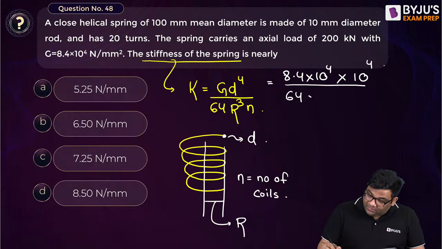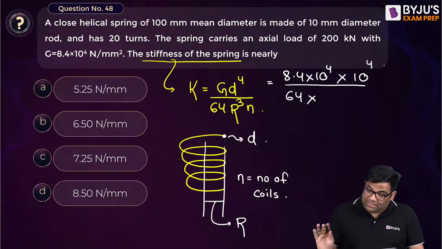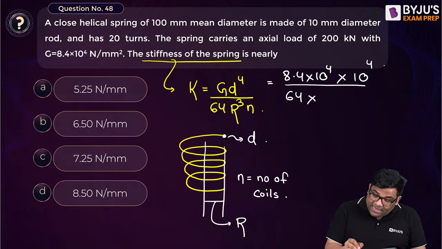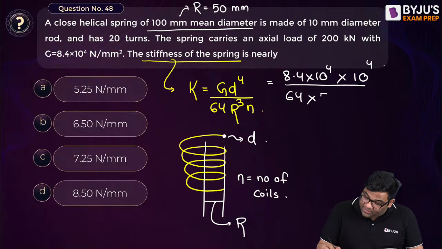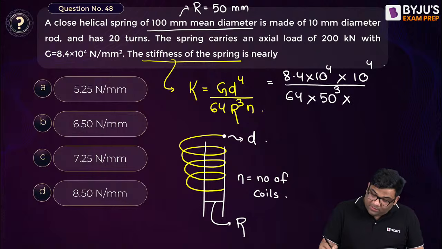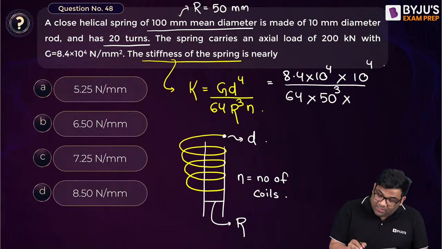What is R? R is given as 100 mm mean diameter. If this is the diameter, then R will be 50 mm. So 50 cube. And the number of turns is given as 20.